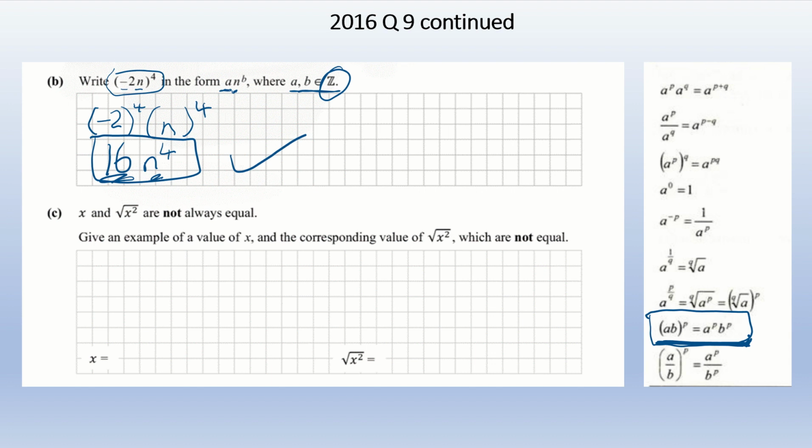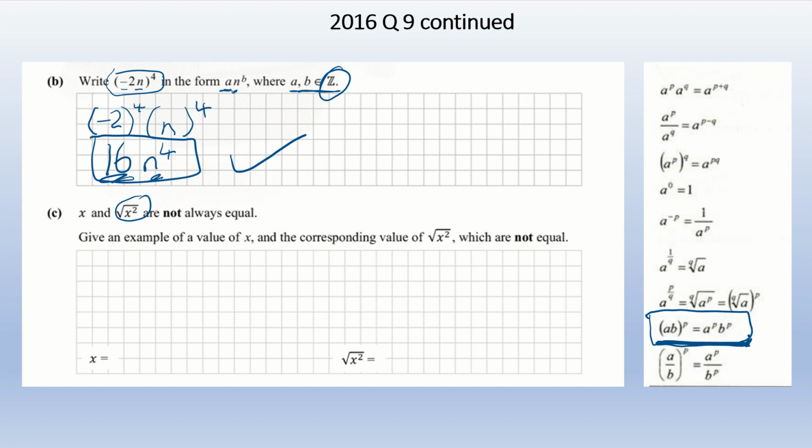Alright, for your C part, it asks you a question not so much to do with your laws of indices, but more like, do you understand what's going on? It says x and the square root of x squared are not always equal, and asks you to give an example of a value for x and the corresponding value of the square root of x squared, which are not equal. So you might think, squaring something and then getting the square root of it, they're opposite results.